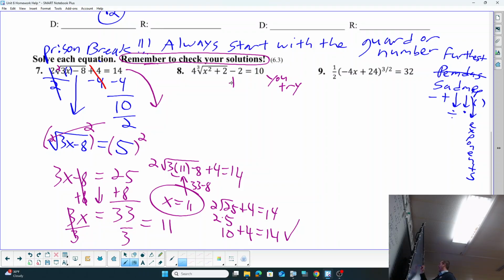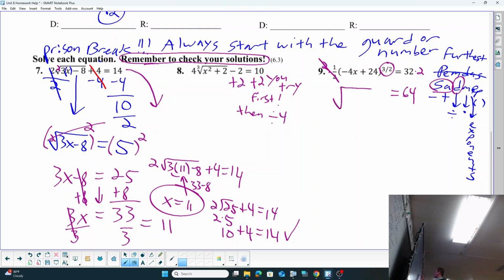So again, you're going to add 2 to the other side first. Then divide by 4. Right? Because we're doing subtraction, addition, then division. This one, we're going to have to get the half to the other side. You can divide by a half to the other side, or you can times by 2 to the other side. And that gives us 64.